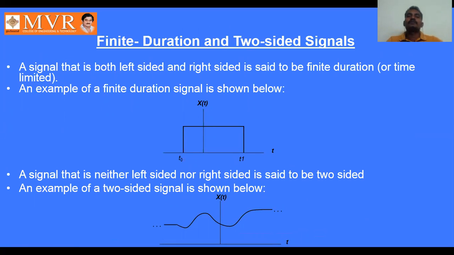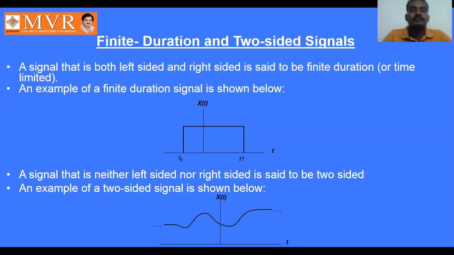Next, finite duration and two-sided signals. Finite duration means it has some fixed time. It starts at some fixed time and ends at some fixed time. That is some finite range. It can be represented within the finite range. So it is finite duration. Finite duration signals are defined as follows: a signal that is both left-sided and right-sided is said to be finite duration or time limited. It is nothing but a time-limited signal.